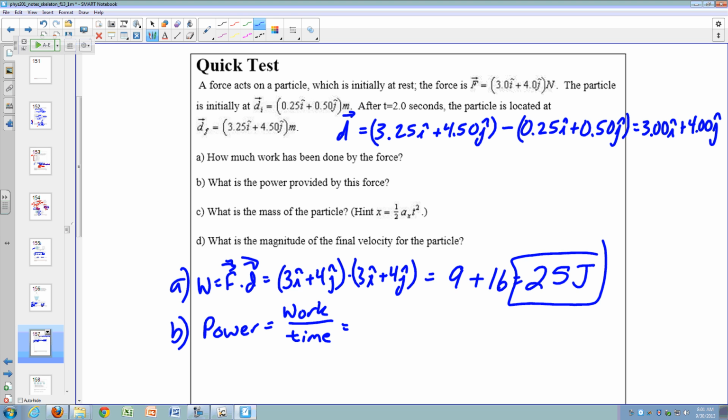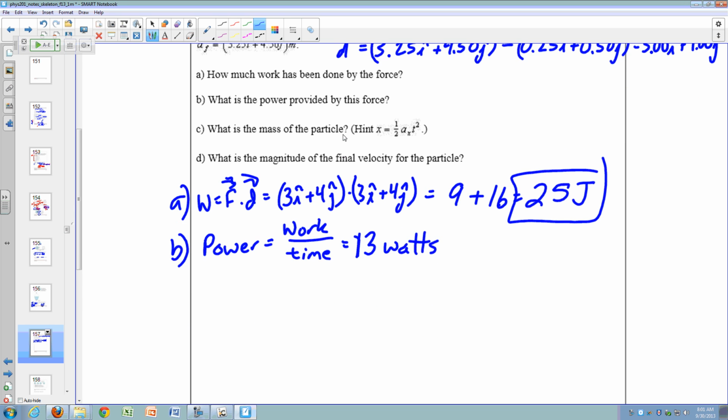All right, so it's equal to what? Right, just 12.5 what we'll call watts. We'll define this later. It's joules per second.